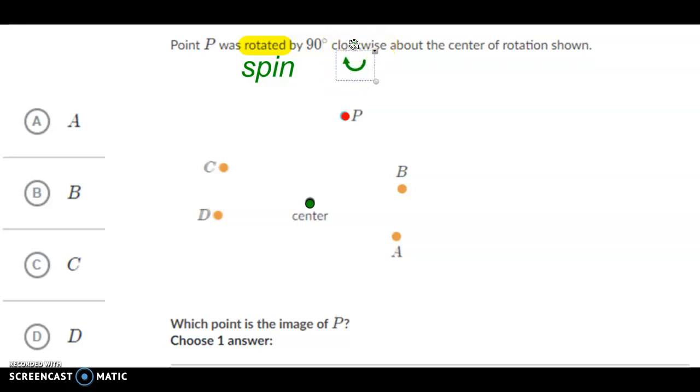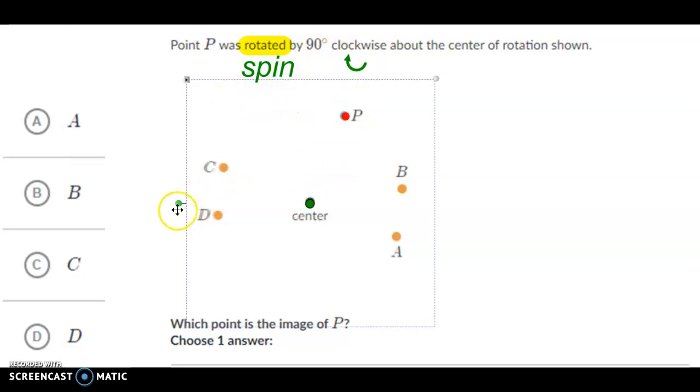So clockwise moves like a clock does. So that's in this direction like this. That's how they're wanting us to spin. So we are going to spin this dot around the center. And they're asking us, where will it land up when I spin this dot?